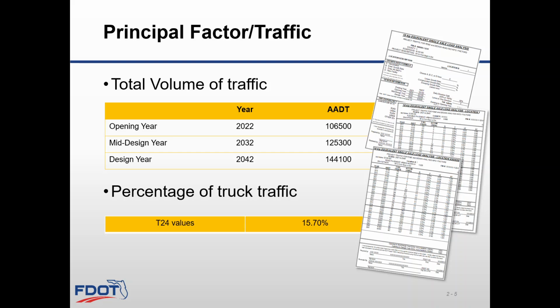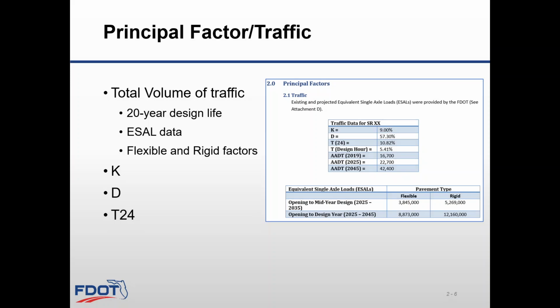Percentage of trucks is also valuable information. Any percentage over 10% is considered a high percentage of truck volumes. This is an example of how the traffic information can be presented in the report. The key is the truck percentage and the heavy ESALs to determine what type of pavement is more suitable for the design.